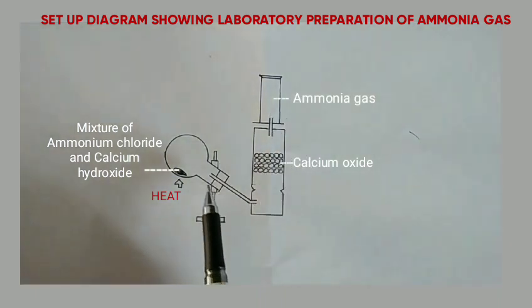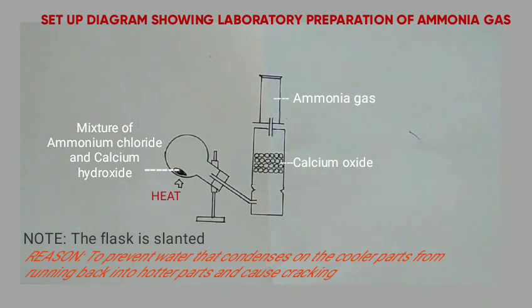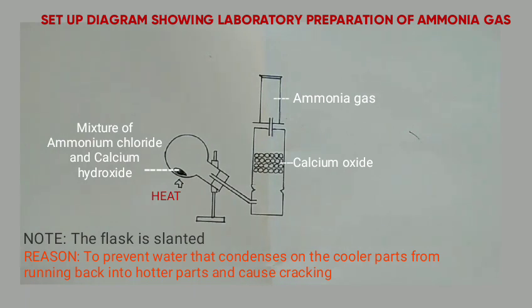Now the flask here is slanted. The reason: to prevent water that condenses on the cooler part from running back into the hot part and causing cracking.